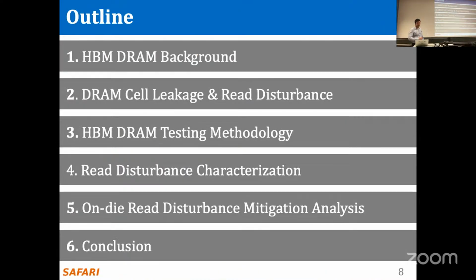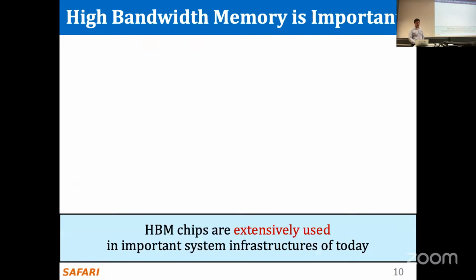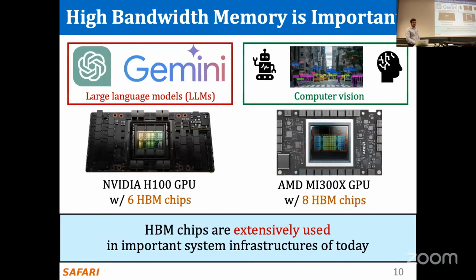Here's the outline of this talk. We have some background on high bandwidth memory. These chips, high bandwidth memory chips, are extensively used in important system infrastructures of today. For example, several popular machine learning applications of today rely on high bandwidth memory chips and systems.